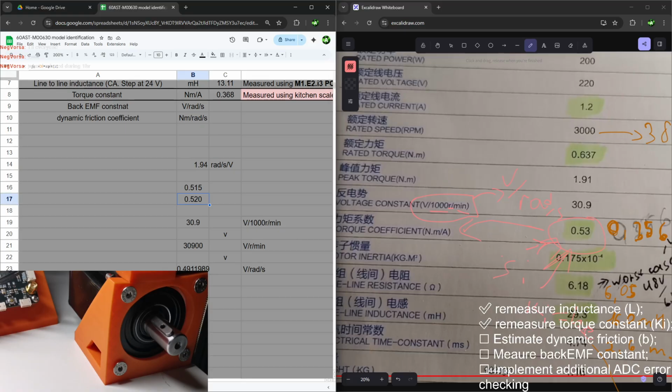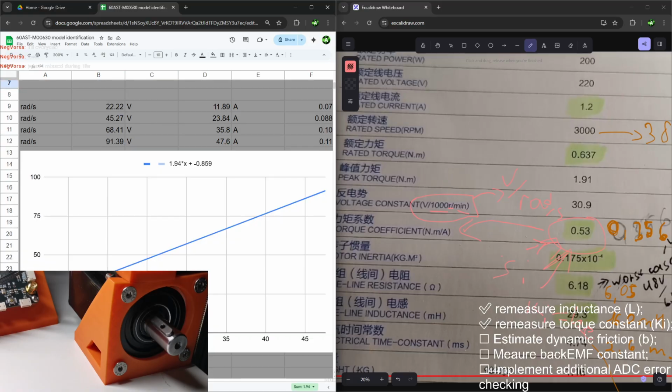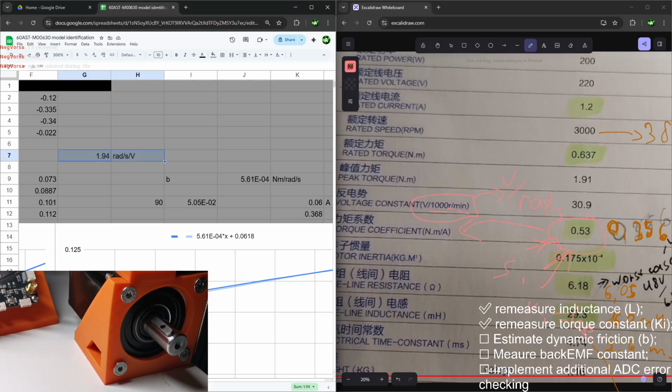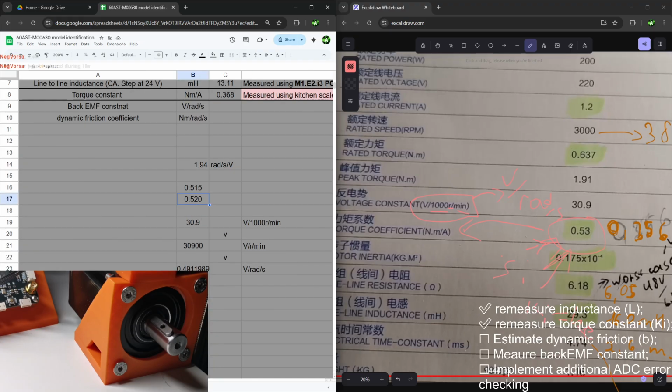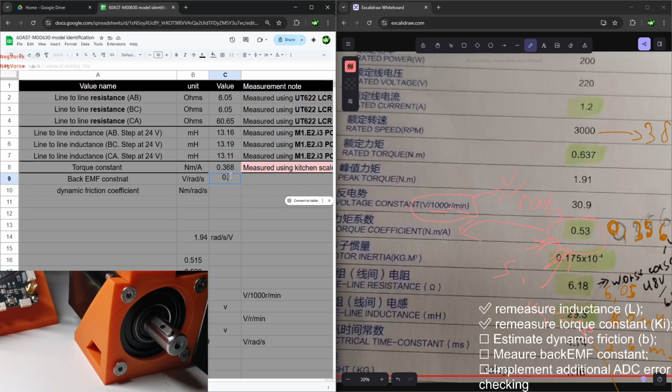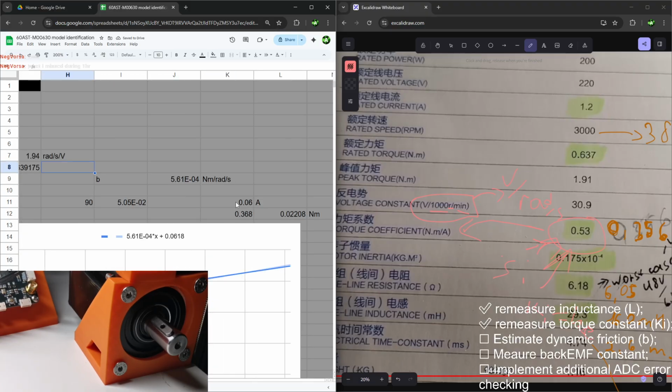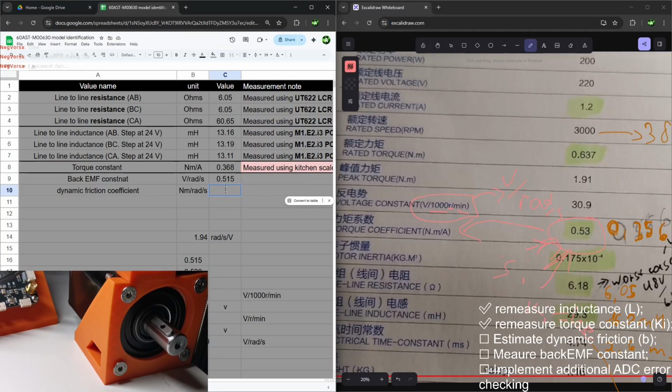Because we measured our back EMF constant to be 1 divided by this, to be that. So it's 0.515. We also measured this to be this number. You guessed that? It's nice that I added the plans for the streams on the screen, or you wouldn't have guessed that.